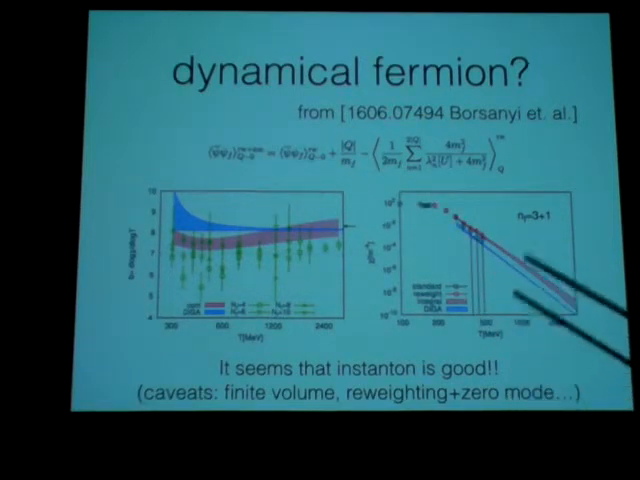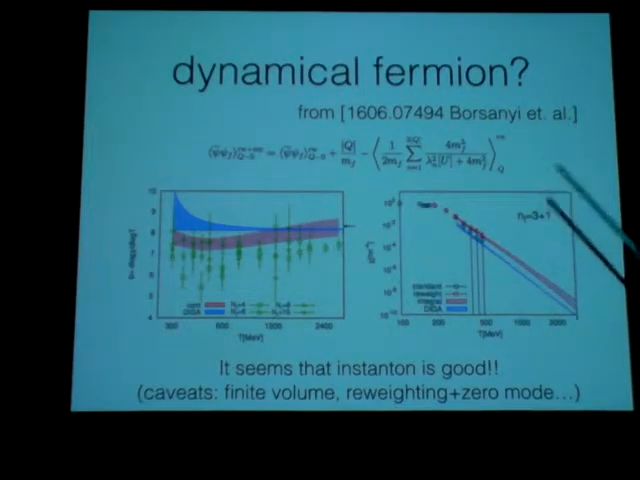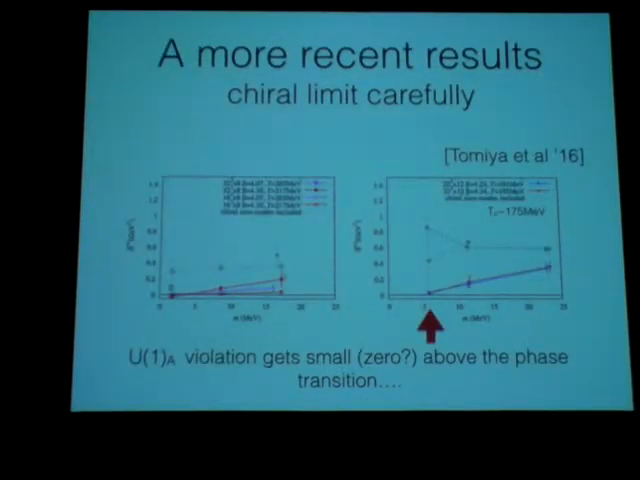So I would say this is basically instanton calculus. That's why they have complete agreement. Anyway, they need to do more study, I think. And in the more recent result, the Japanese group took the chiral limit very carefully and found that this is basically chi_t again, as a function of mass in this case.